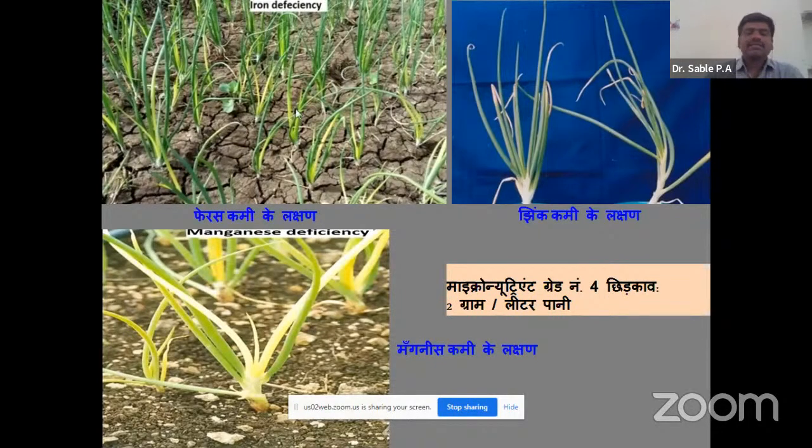If the particular soil shows nutrient deficiency like micronutrients and plants also show the deficiency symptoms, then a mixture of zinc, boron, copper, manganese and ferrous as per recommended dose, like micronutrient grade 4, 2 gram per liter of water, can be sprayed to minimize this.